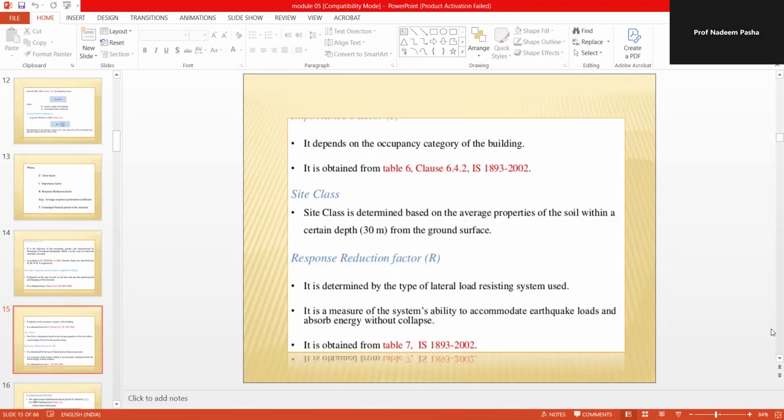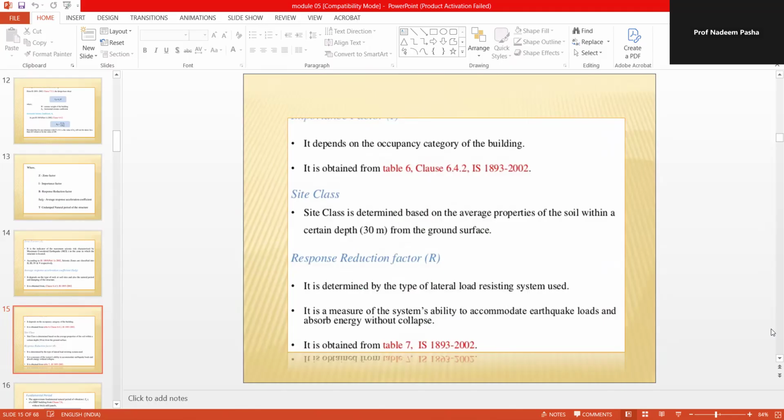The importance factor depends on the occupancy category of the building, and it is obtained from table 6, clause 6.4.2 of IS 1893 2002. Site class is determined based on the average properties of the soil within a certain depth, 30 meters from the ground surface.